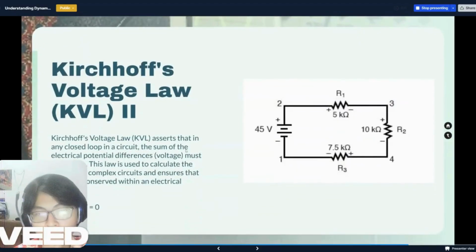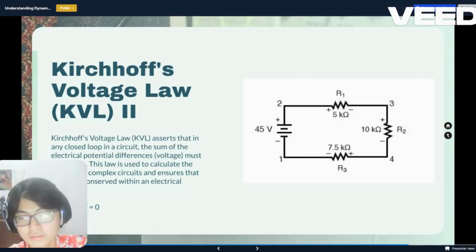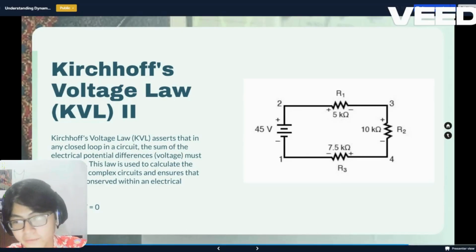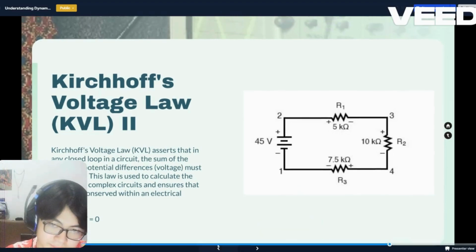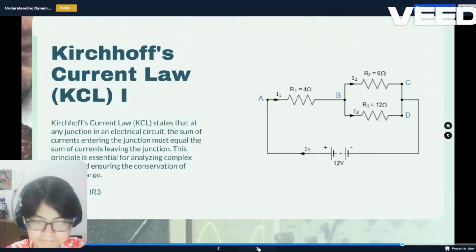Alright, so we're going into the second, Kirchhoff's voltage law, which states that in any closed loop in a circuit, the sum of the electrical potential differences, or voltage, must equal zero. This law is used to calculate the voltages in complex circuits and ensures that energy is conserved within an electrical system. And here is the formula, or rumus in Indonesian. There's also one for Kirchhoff's current law, the first one.